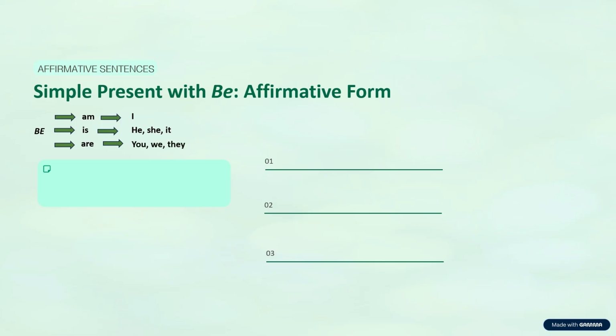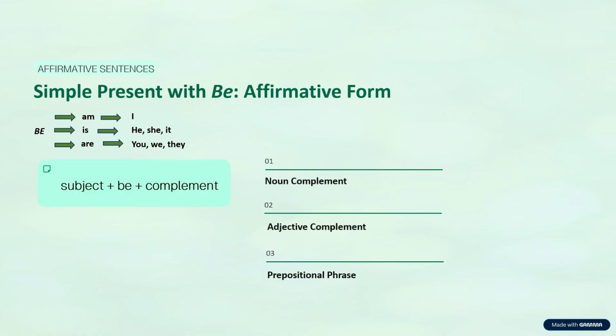The structure of an affirmative sentence with be is usually subject plus be plus complement. After the verb be, we usually add a complement which gives more information about the subject. The complement can be a noun, an adjective, or a prepositional phrase. A prepositional phrase is a preposition followed by a noun. Examples: under the bed, at home, or in bed.